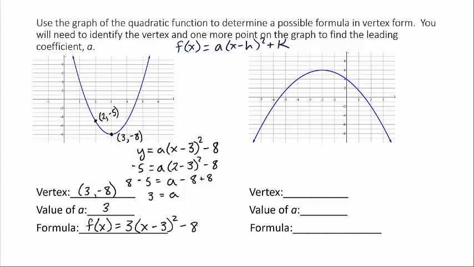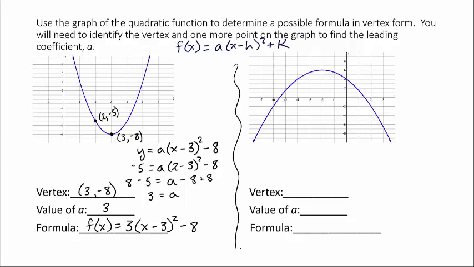Okay, so hopefully that makes sense. The hardest part is finding that leading coefficient, but as long as you have another point that you can use to stick in for x and y, you have an equation that you can solve for a. So the other thing I notice about the a value is that it's positive, right? And this graph opens up, right? And we learned that if a is greater than 0, then the parabola will open up.